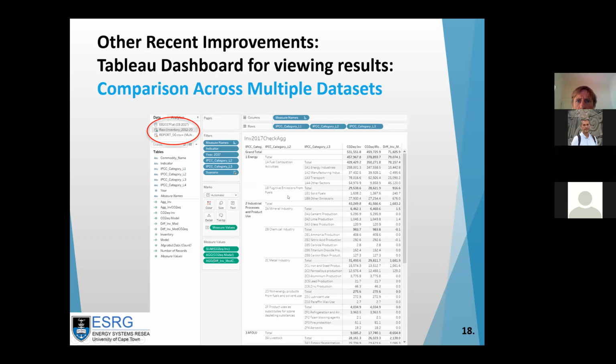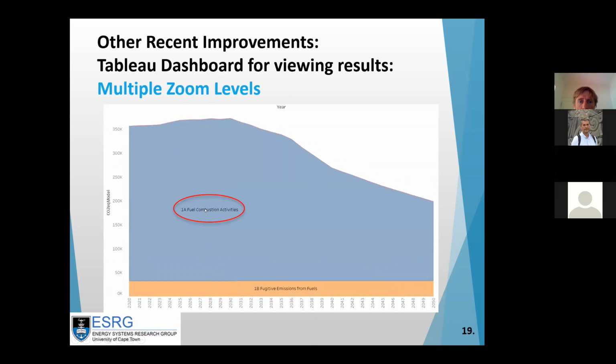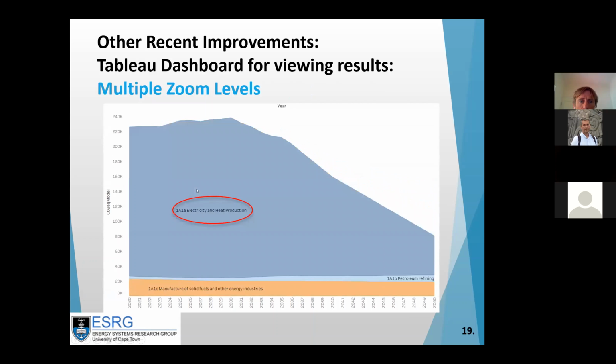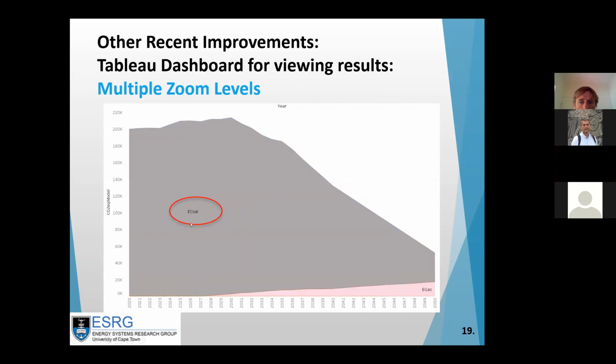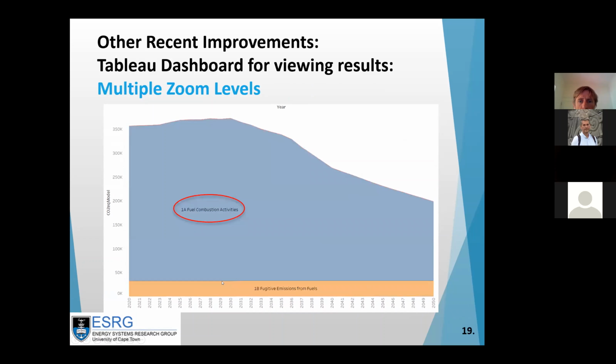So that's one nice thing about this framework. And then the other nice thing is the ability to have multiple zoom levels. So this is in GHG emissions for the main IPCC categories, and you can zoom in all the way down to the technology level. So going from energy combustion, energy industries, power sector, coal, gas, right down to the power plants within the same framework, and then zooming in and out.